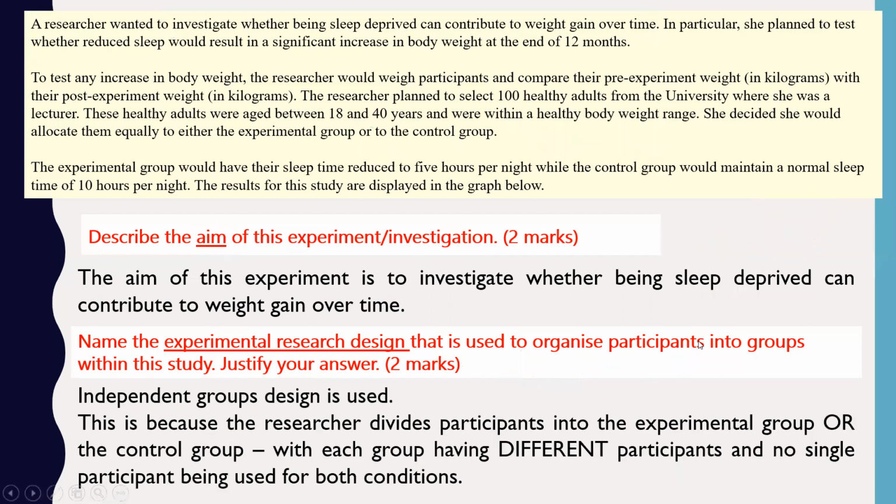So I'm just showing you guys the sample response. Independent groups design is used. This is because the researcher divides the participants into the experimental group or the control group, with each group having different participants and no single participant being used twice or being used for both conditions. So that's the justification. You get 1 mark for naming independent groups and 1 mark for justifying why you think it is independent groups.